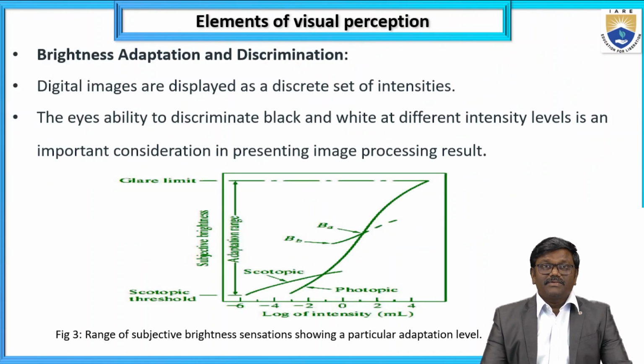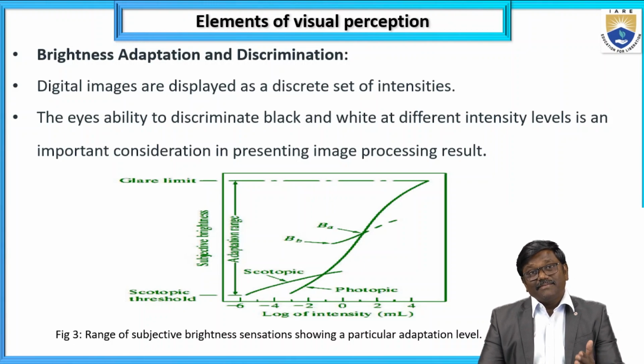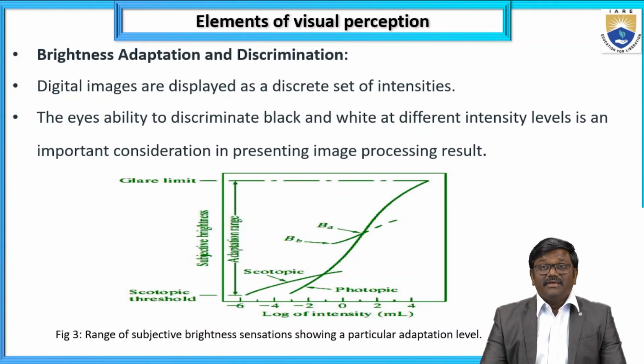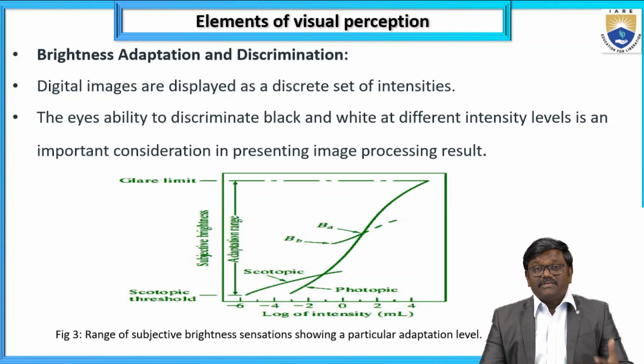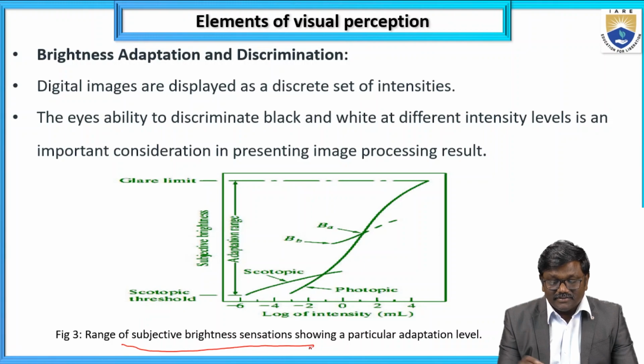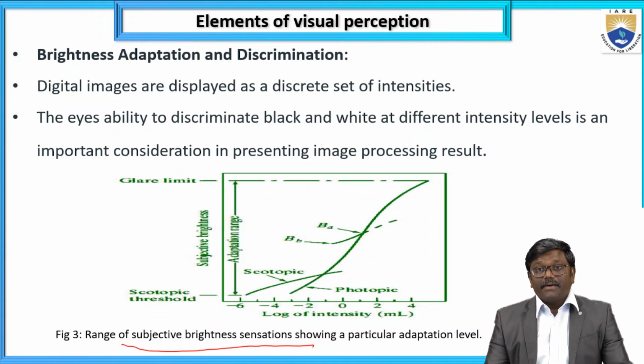The elements of visual perception also extend to brightness, adaptation, and discrimination. That is, digital images are displayed as a discrete set of intensities. The ability to discriminate between black and white at different intensity levels is an important consideration in presenting image processing results, so that we can understand how these digital image processing results happen. This is verified with the help of a range of subjective brightness sensitivities showing a particular adaptation level.